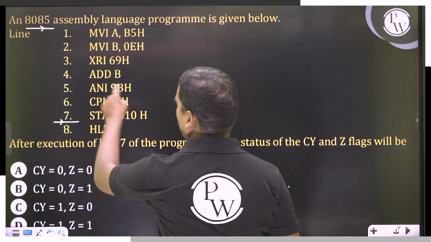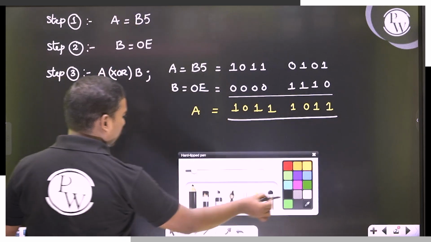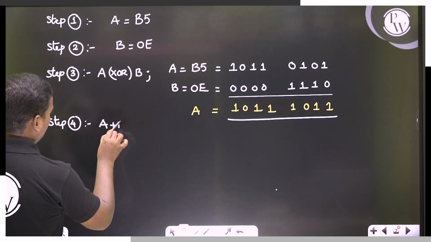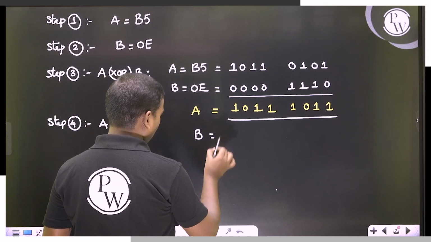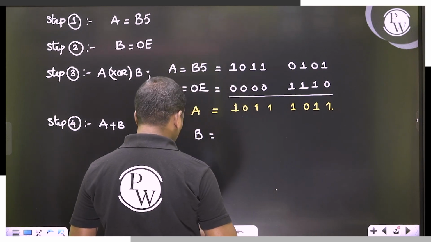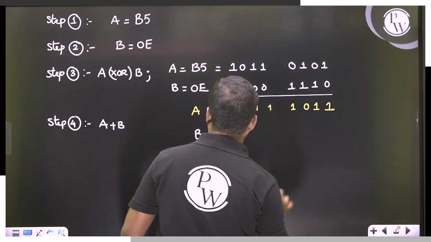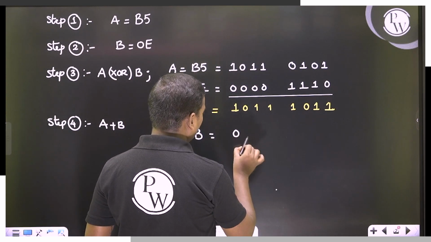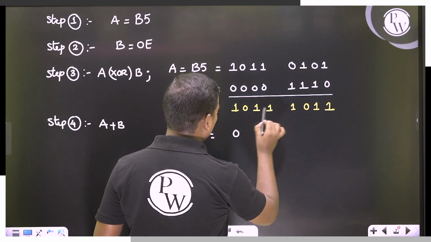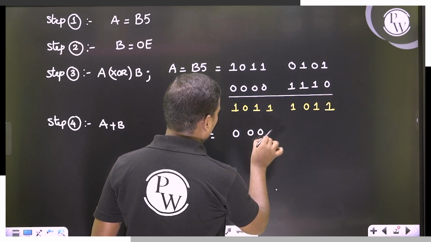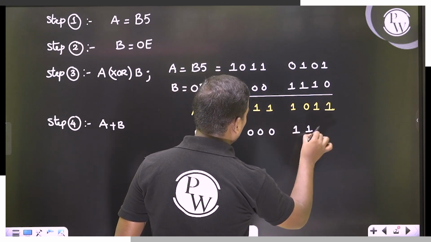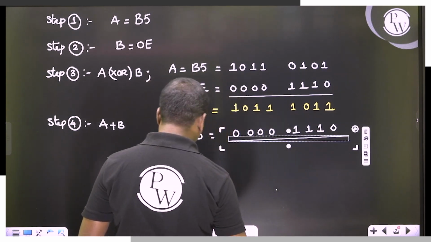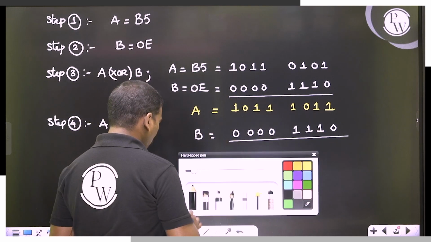Next, step 4, he has given add B. Step 4 is A plus B. That means you have to take the B value. What is the B value? 0E again. B does not change, so B will be the same. Take 0000, and E means 1110. Now, sorry, it's not the XOR operation, it's the add operation. So when you perform the addition here, what is going to happen?